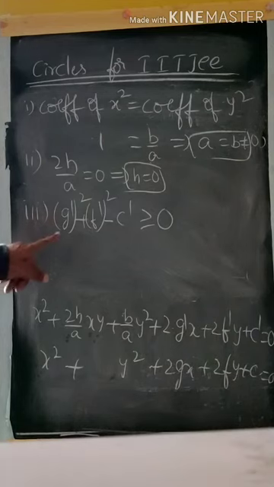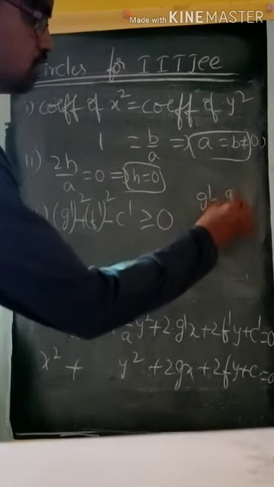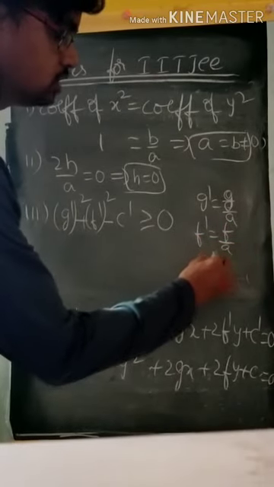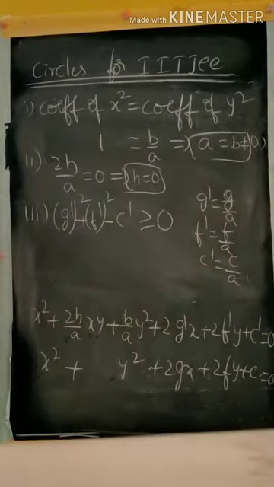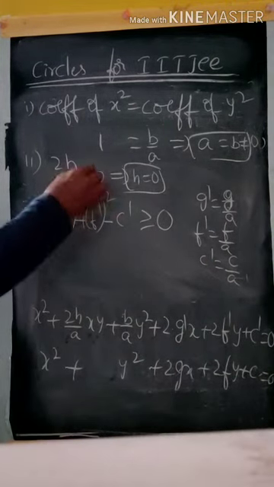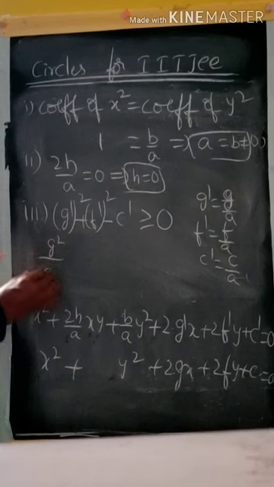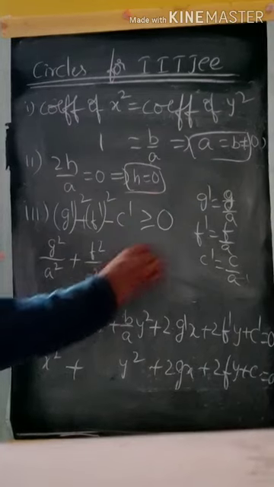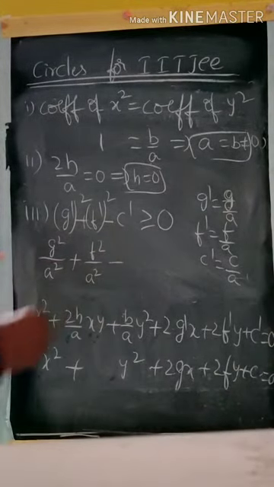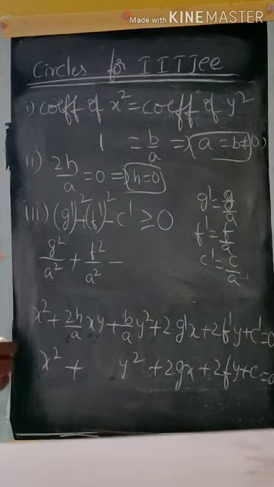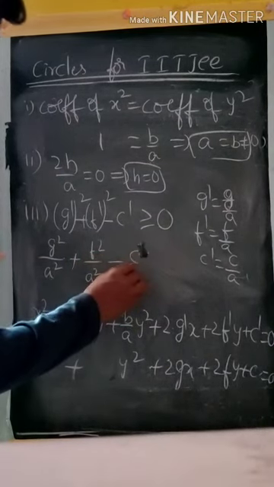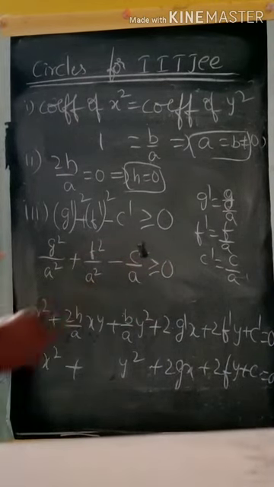So g' we consider as g/a, f' we consider as f/a, c' we consider as c/a. So we can replace those values here. g' whole square, that is g²/a², f' whole square, that is f²/a², minus c', that is c/a, greater than or equal to 0.